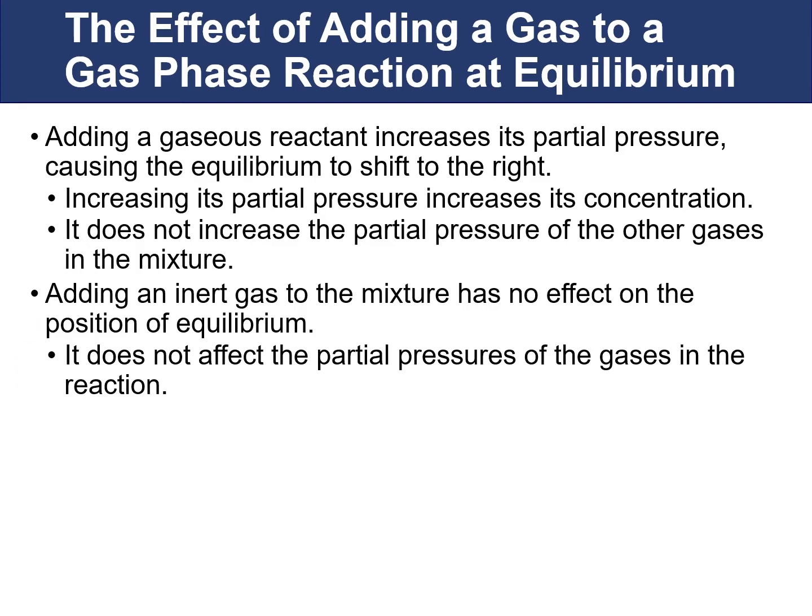So adding an inert gas like argon to most reaction vessels will have absolutely no effect on the position of the equilibrium. That argon gas or any other inert gas does not show up in the equilibrium constant equation, and so it will not affect the numerical values that we are plugging into the equation.